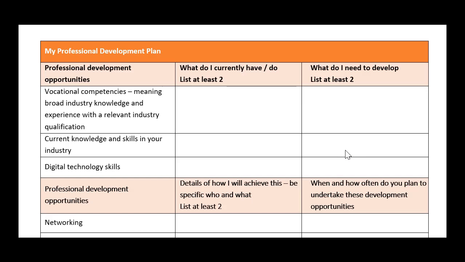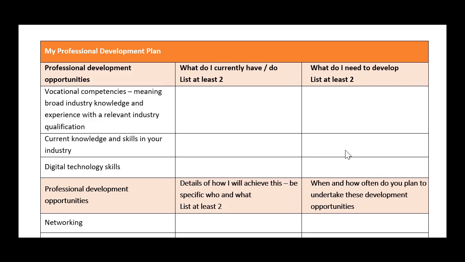There are two different areas of professional development. Number one, we look at industry development. So what things do I need to develop in my knowledge and understanding of the industry that I work within, and also what kind of vocational competencies I need to improve in.